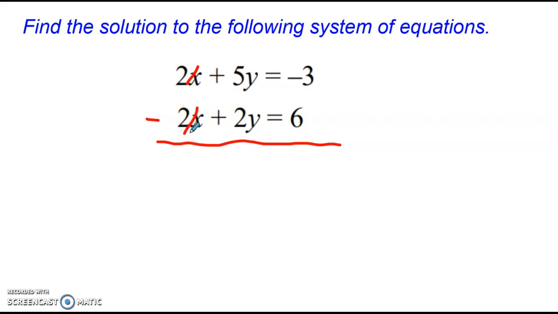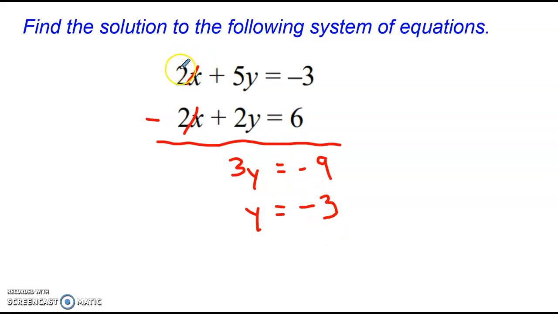2x minus 2x is 0. 5y minus 2y is 3y. Be a little careful with this next one. The signs are different. Negative 3 minus 6 is negative 9. And then from here we divide both sides by 3. We get y equals negative 3.